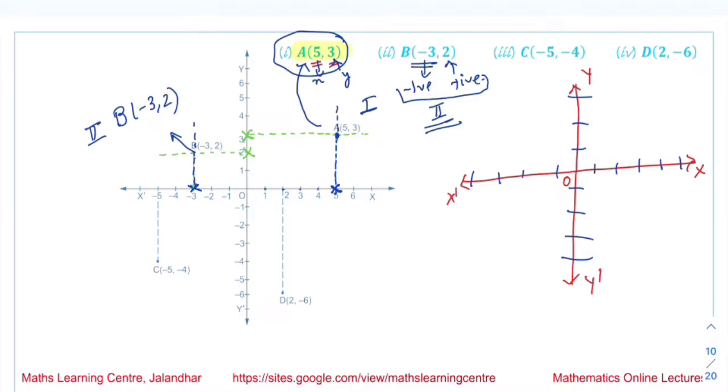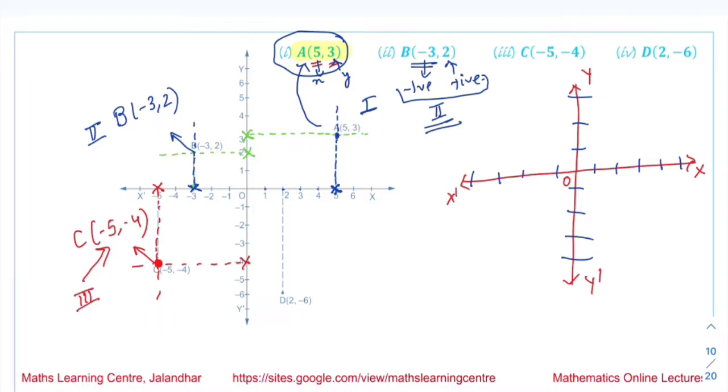Next we have to draw (-5,-4). Both these coordinates are negative, so we move 5 units to the left towards x and 4 units below in the direction of the y-axis, below the origin. When you draw the perpendiculars here, the point where they intersect is the point C, (-5,-4). This is now the third quadrant.